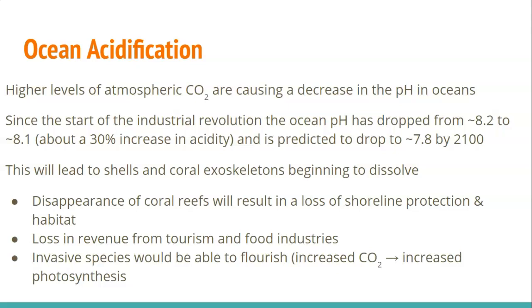In the last 200 years, the ocean pH has dropped a tenth, from 8.2 to 8.1, and that is a 30% increase in acidity. It's predicted to drop to 7.8 in the next 80 or so years, which is massive, because in 200 years it dropped from 8.2 to 8.1, and we're talking about less than 100 years for it to drop from 8.1 to 7.8. If it drops that low, it will be devastating for the organisms in the ocean.